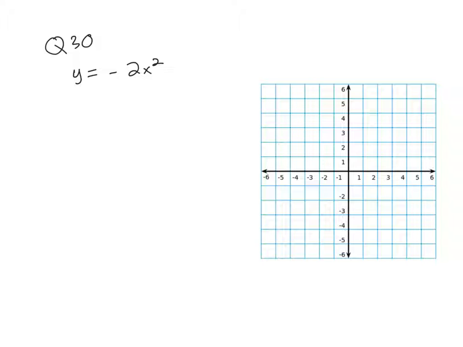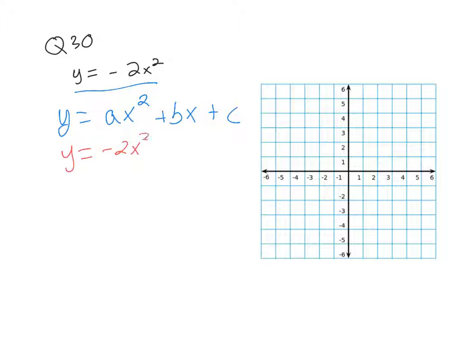All right, question 30 asks to graph the parabola. So the standard form of a parabola equation is y equals ax squared plus bx plus c. Looks very similar to the setup of the quadratic formula. So I'm going to set this up compared to what we actually have. So we have y equals negative 2x squared. We don't have any of this rest, so technically this is plus 0x plus 0.